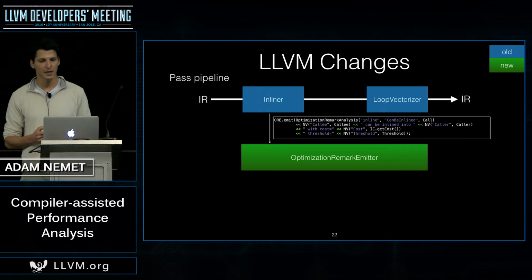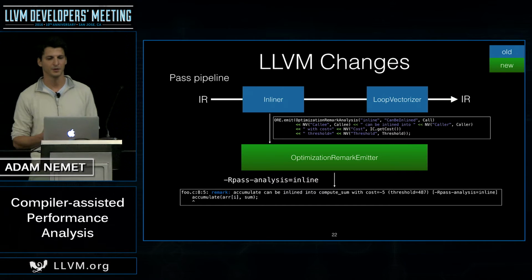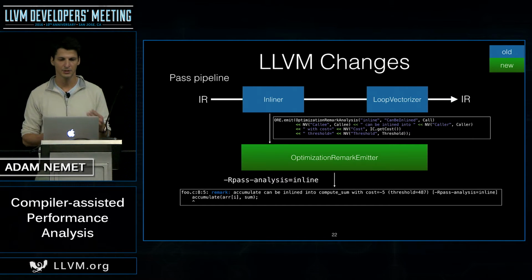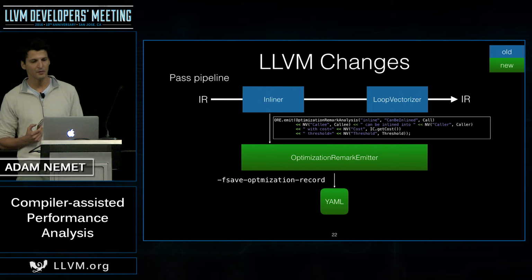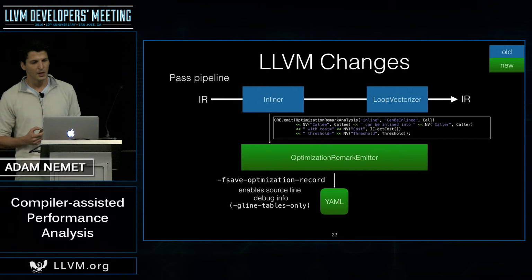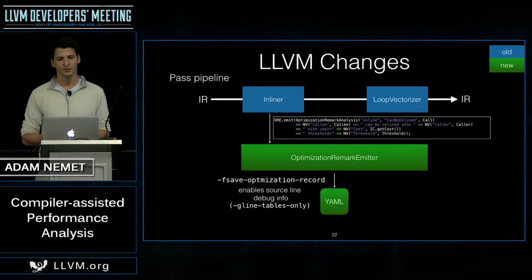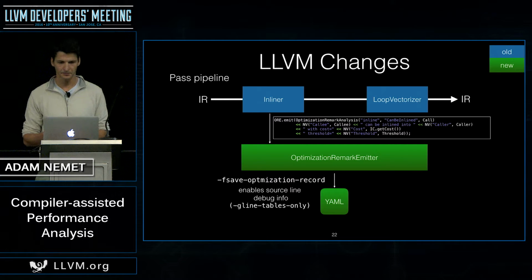So the new API provides the old RPass interface. That's completely unchanged, except what's under the hood has changed. But in addition, it now, with fsave optimization record, produces the YAML output. And for all of this, just like RPass, we enable source line debug info so that we can connect up the remarks with the corresponding source line.